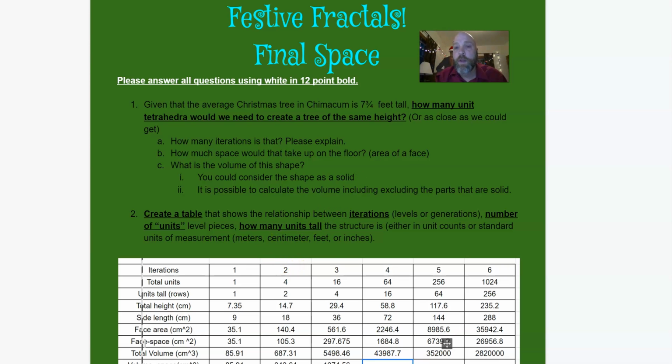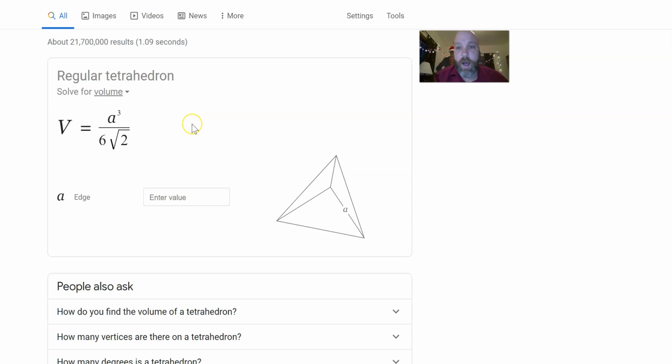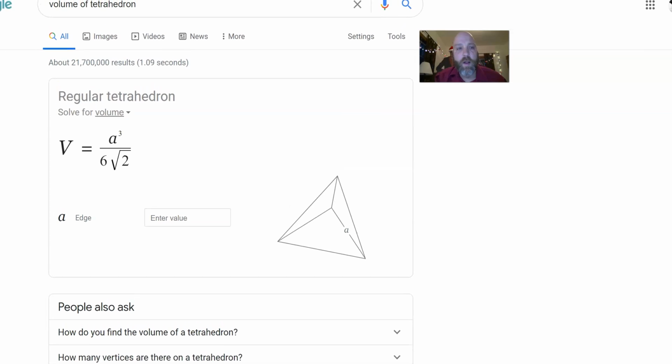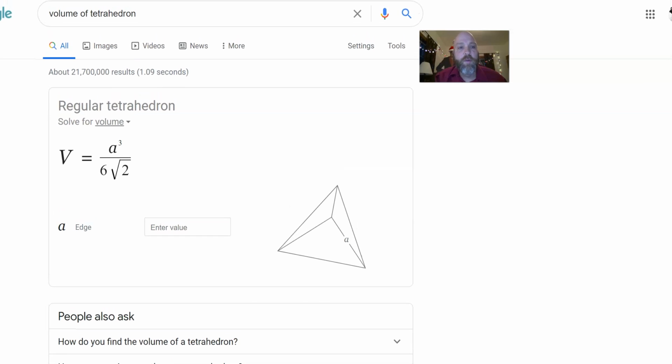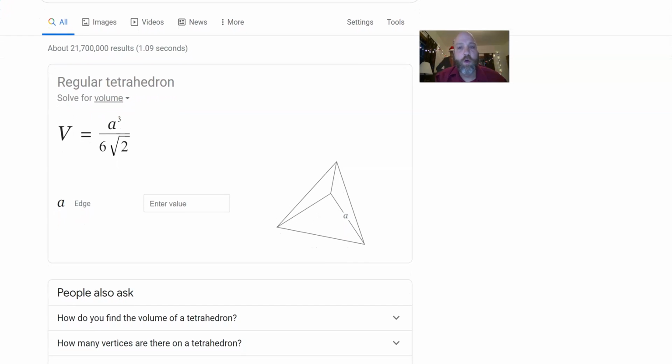But yesterday, there was something I didn't show, and that apparently freaked some people out. I didn't even think about it. This sign right here is the square root sign. So this is the formula that you would use for volume. All I did is Google volume of a tetrahedron, and that's what told me how to do this.